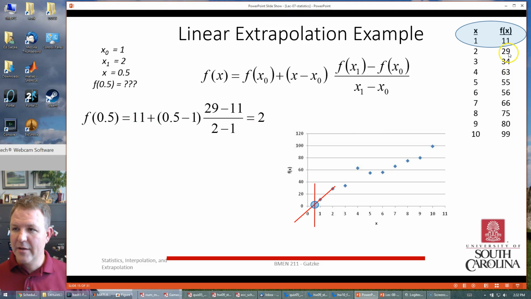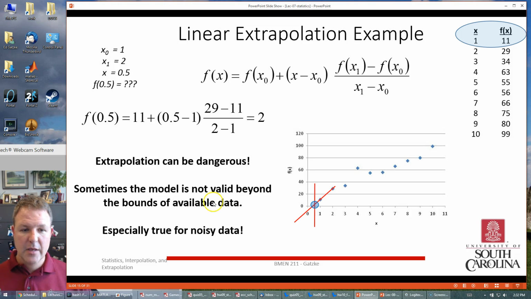When we look at this data, going down from 2 to 1, we go down by what? 18. So going down another half, should be down another 9. And that's about right. So it seems to make sense. And again, extrapolation is just not a good idea to do too often.